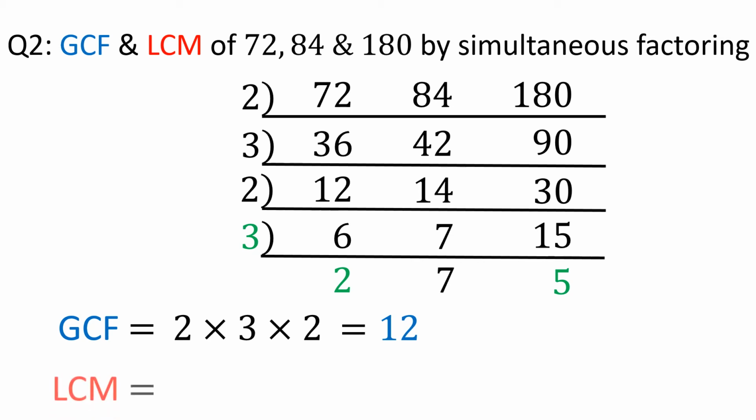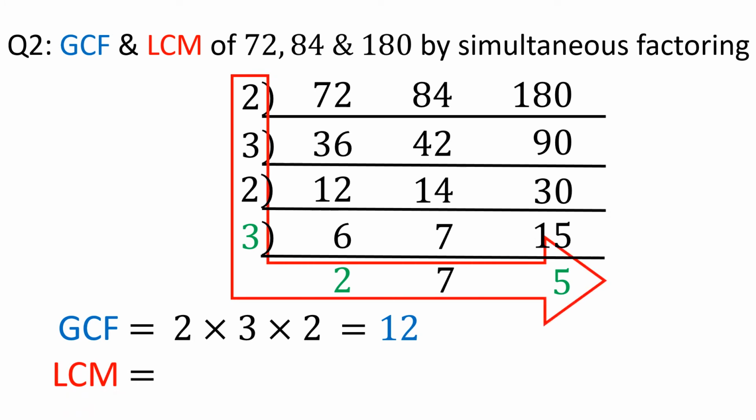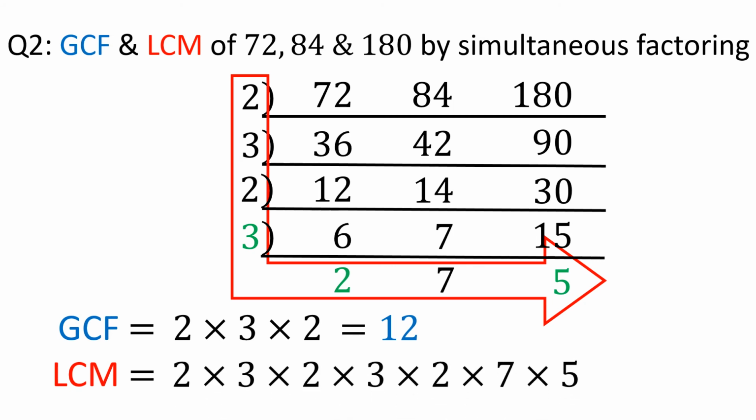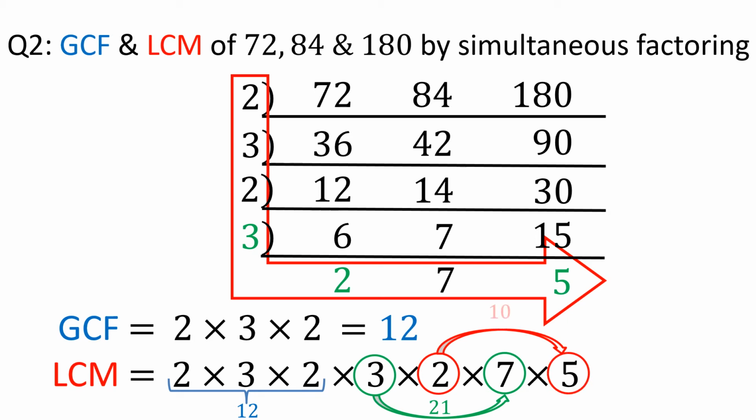To find the LCM, we need to multiply the numbers in the L shape, which is 2 times 3 times 2 times 3 times 2 times 7 times 5. 2 times 3 times 2 is 12. 3 times 7 is 21, and 2 times 5 is 10. So LCM is 12 times 21 times 10, which is 2,520.